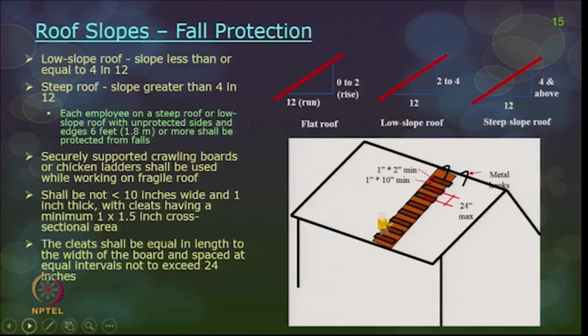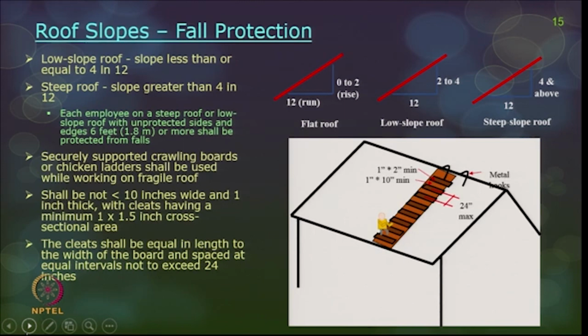Okay. So, now in the roof slopes, roof slopes are conventionally classified as 3 types. Number 1 is flat roof, then you have low slope roof, and the other one is a steep slope roof. Flat roof: suppose there is a run of 12, you have a rise of 0 to 2, then it is primarily called a flat roof. For the same 12 run, you may have 2 to 4, then it is called a low slope roof, and 4 and above on the run, then we call it a steep slope roof.